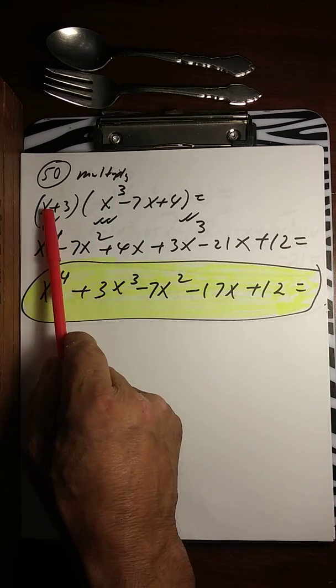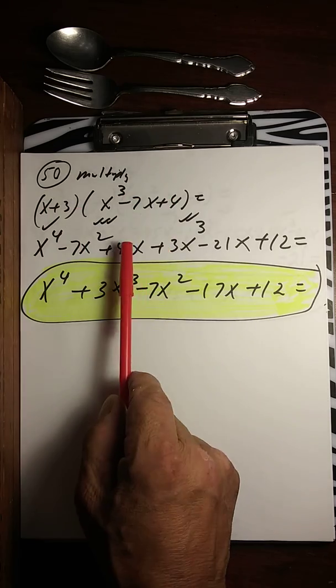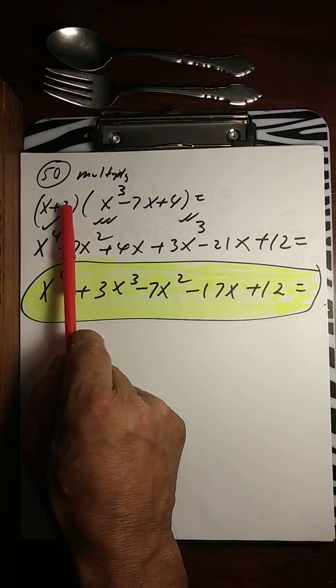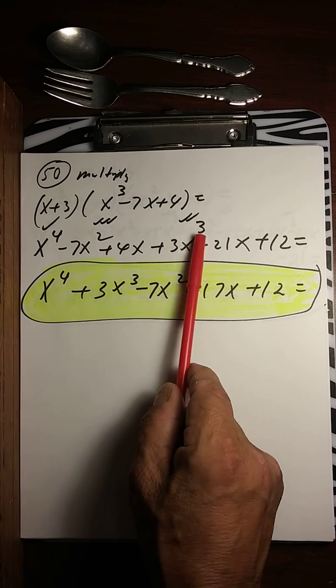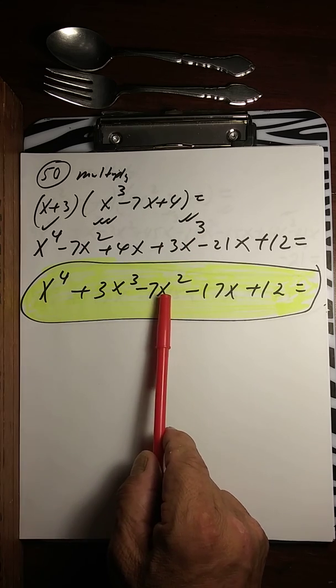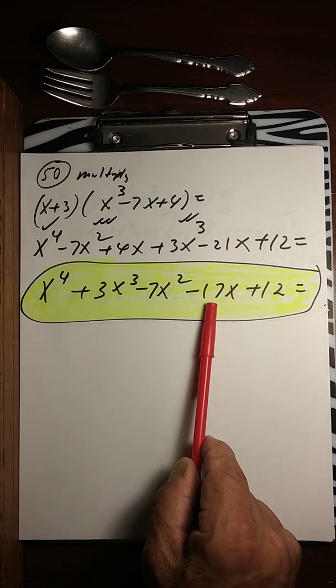X times that is x to the fourth, x times that is negative x squared, that times that is 4x, that times that is 3x cubed, that times that is 21x, and that times that is 12. x to the fourth, x cubed and x squared, and then we have this number, and this number is negative 17x plus 12.